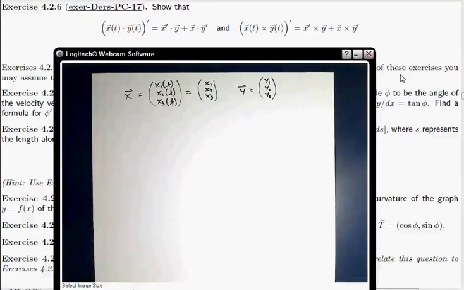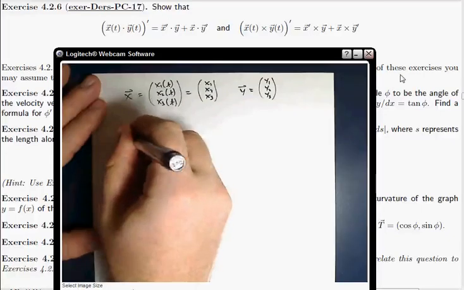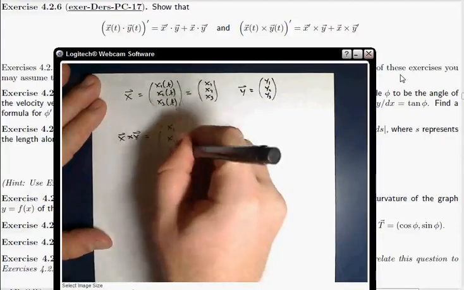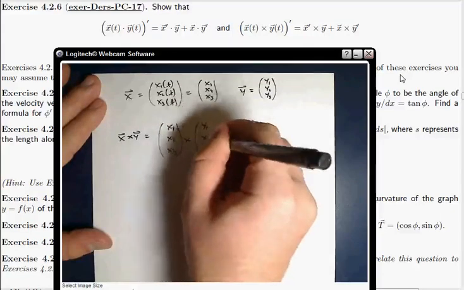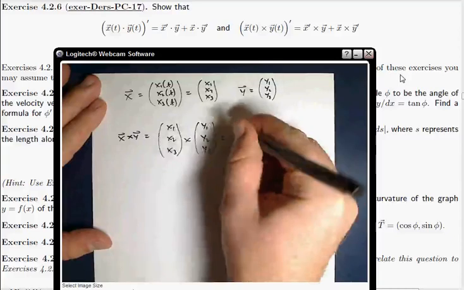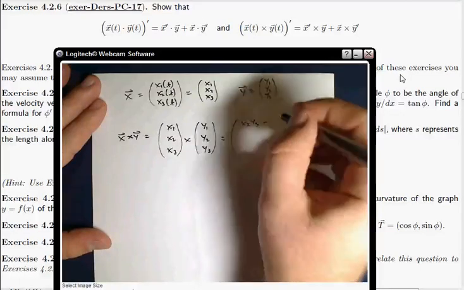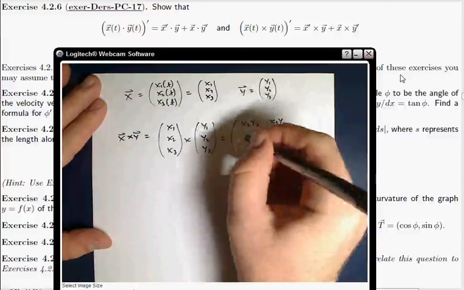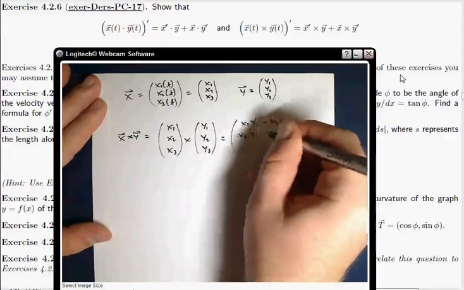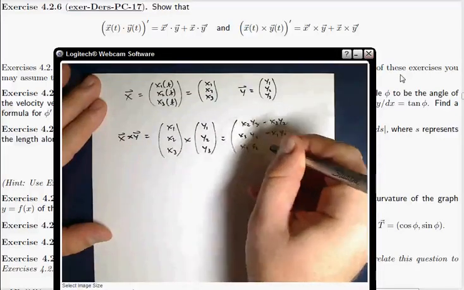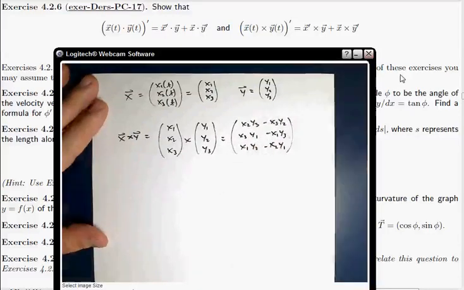That's right. So what I'm going to do is compute both sides of this equation and show by direct computation that I get the same thing on both sides. First, let's compute x cross y. So it's x1, x2, x3 cross y1, y2, y3, and that's x2 y3 minus x3 y2, and then x3 y1 minus x1 y3. Finally, x1 y2 minus x2 y1. Okay, there's the cross product.